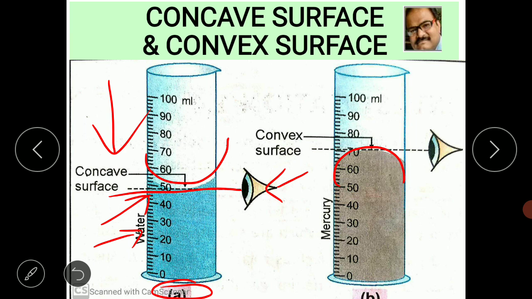It forms a convex surface, and as you see in the picture, in such liquids, the eye level should coincide with the uppermost point. That is shown. We should put our eyes in the level, and we should read as it is shown with the help of the dotted line, so that we do not cause any error in reading. So, I hope it is clear, the concave surface and the convex surface.